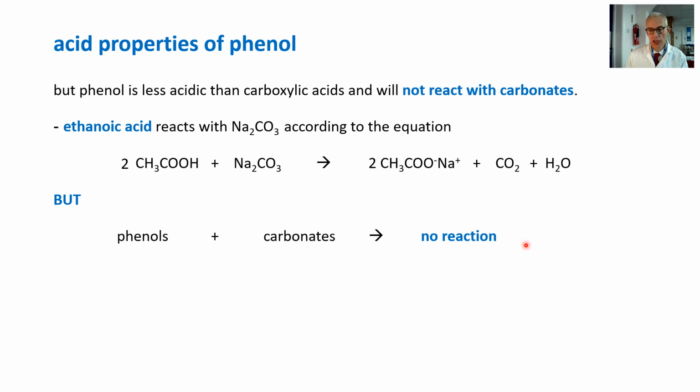So the OCR A specification requires you to distinguish between the acidity of phenols and alcohols and phenols and carboxylic acids. Phenols are less acidic than carboxylic acids, but more acidic than alcohols. How would you demonstrate knowledge to justify that statement? Well, phenols do not react with carbonates, whereas ethanoic acid, for example, does. And phenols do neutralize sodium hydroxide, whereas alcohols do not.